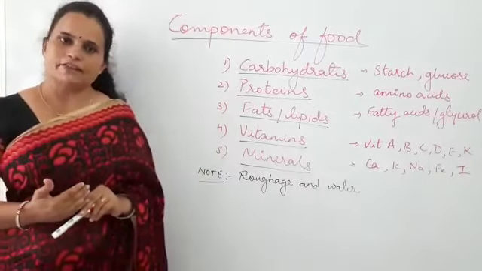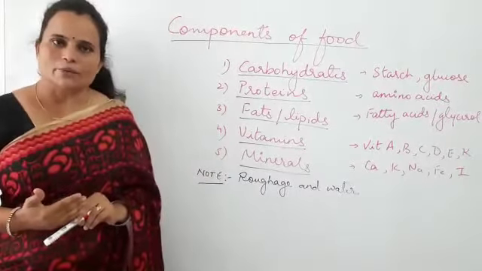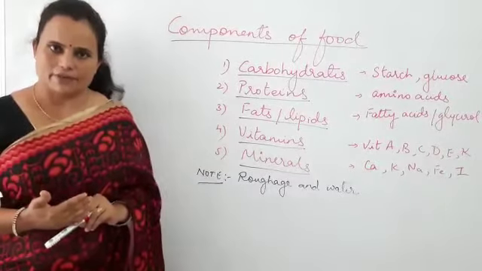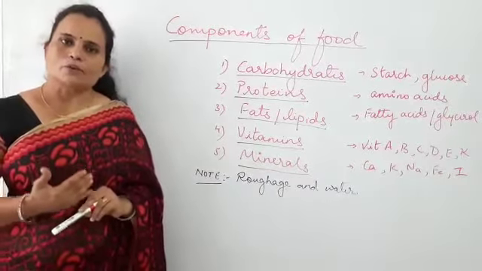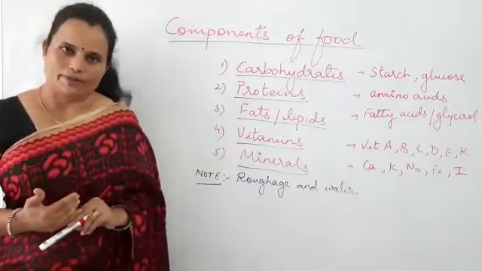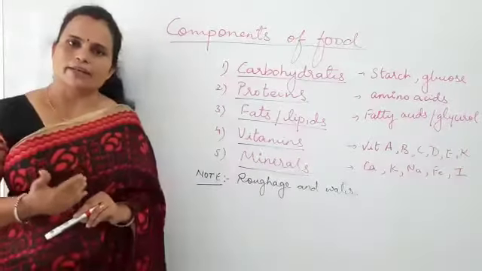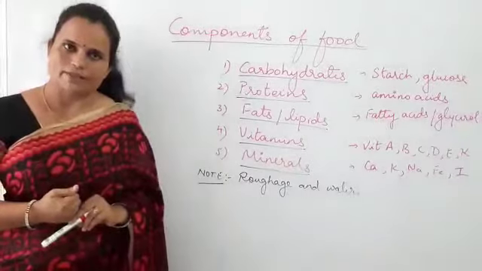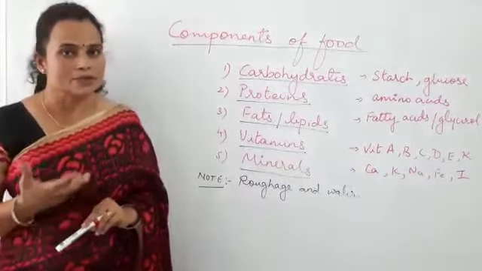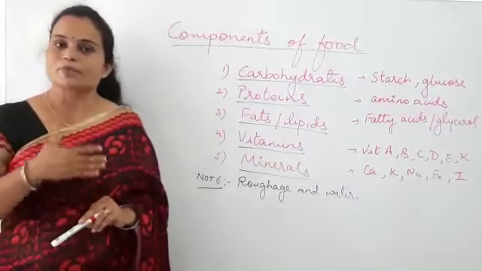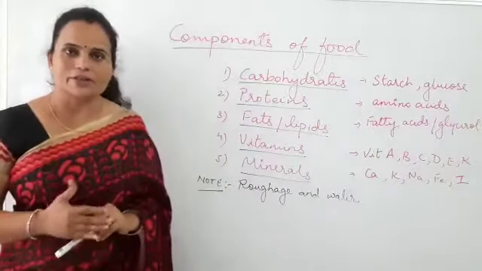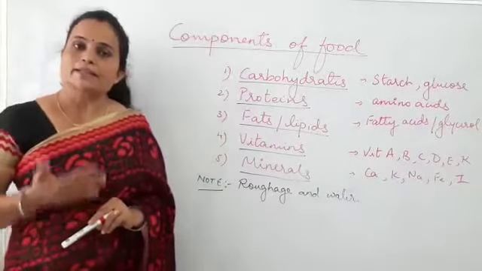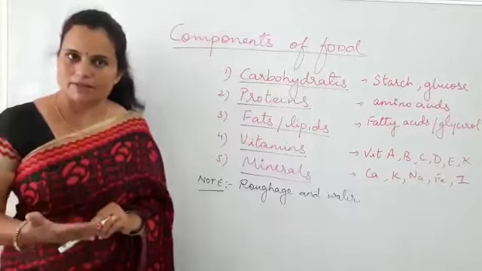Apart from these 5 components, we also require water and roughage. Now, what is the role of each and every component? What is the role of water and roughage? And what is the source of these components? And what will happen if you don't eat them, or if your food is, suppose, deficient in vitamin or deficient in mineral? That is the next question we will ask.